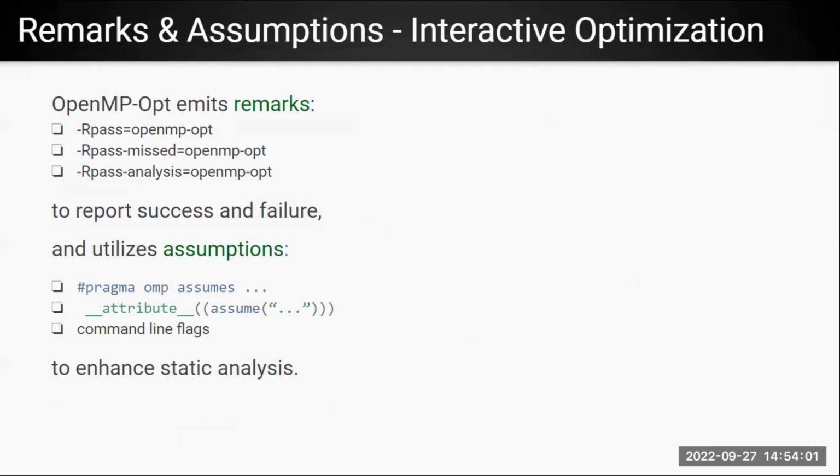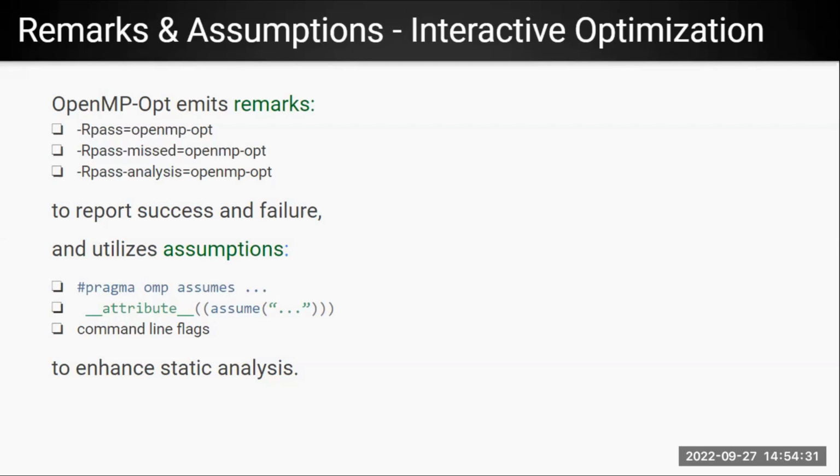OpenMP has optimization remarks you can enable with these three command line options: -Rpass, -Rpass-missed, and -Rpass-analysis. The first one are optimization remarks. The second one are remarks about missed optimizations. And the third one are remarks about analysis results. And OpenMPOpt provides all three. If you're interested in your performance, if you're interested in what happened to your program, you really want to enable those and look at them.